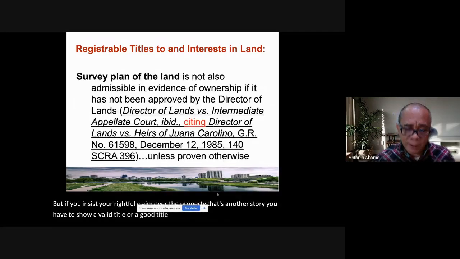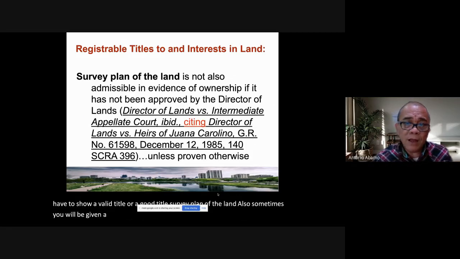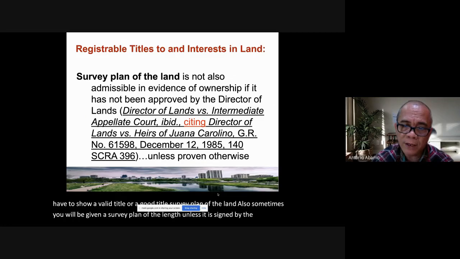Survey plan of the land also. Sometimes you will be given a survey plan of the land, but it is not sufficient unless it is signed by the director of the Bureau of Lands and its appellate.